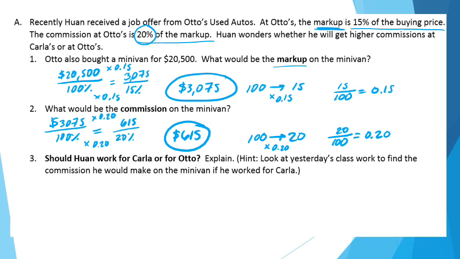So now I'm wondering, where should he work? Should Juan work for Carla or for Otto? In yesterday's classwork, you found that on that minivan, he would make $512.50 of commission at Carla's. However, you now found that at Autos, he would make $615 of commission. So I'm hoping you can explain who we should work for.